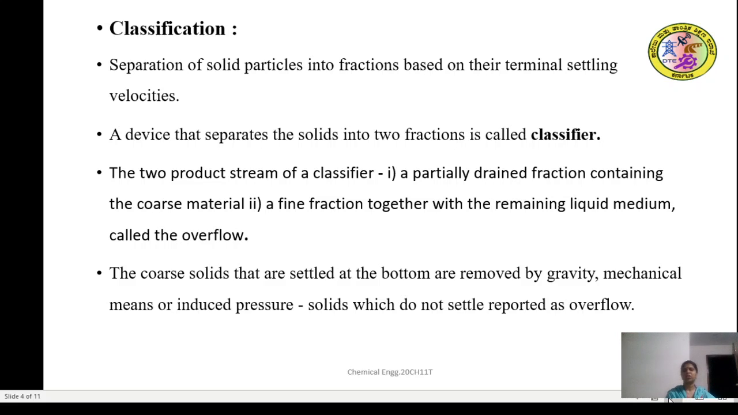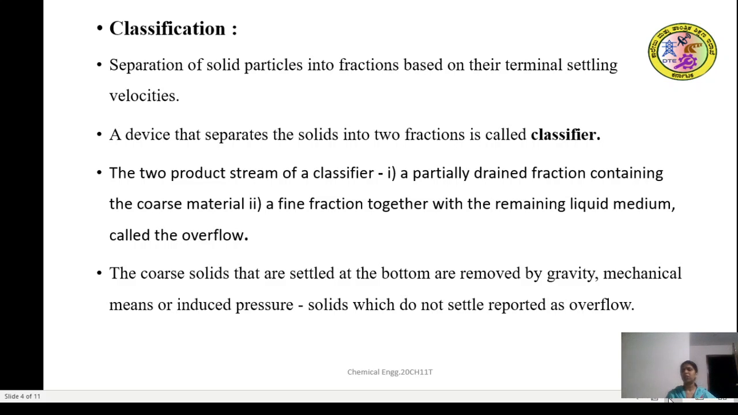Classification. How do we classify? Separation of solids into many fractions based on the terminal settling velocity. So based on the terminal velocity, we separate the particles into different fractions. The device that separates the solids into two fractions is called a classifier. Simply put, a device that separates into two particle fractions, we call a classifier.